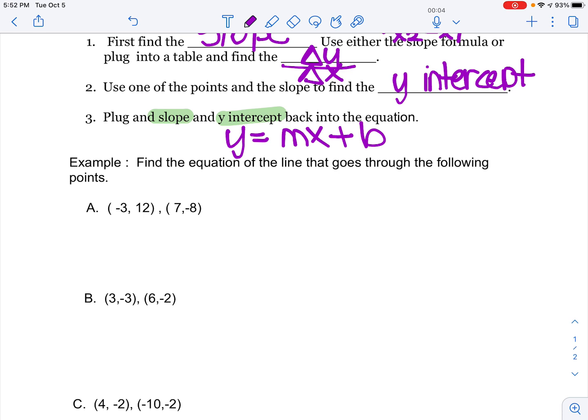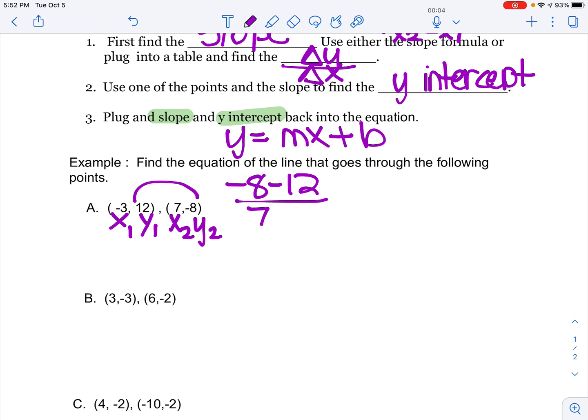So here we have 2 points that were given, and it said find the equation of the line that goes through the following points. I'm going to label these x1, y1, x2, y2. The first thing I'm going to do is find the slope. So I'm going to do negative 8 minus 12. It's y2 minus y1 divided by x2 minus x1. And that's going to give you negative 20 over 10, which equals negative 2. So I know my slope is negative 2.